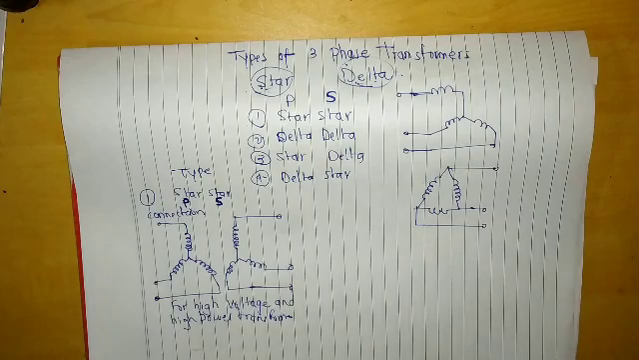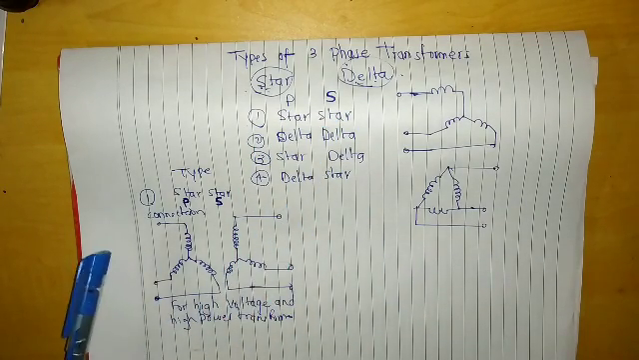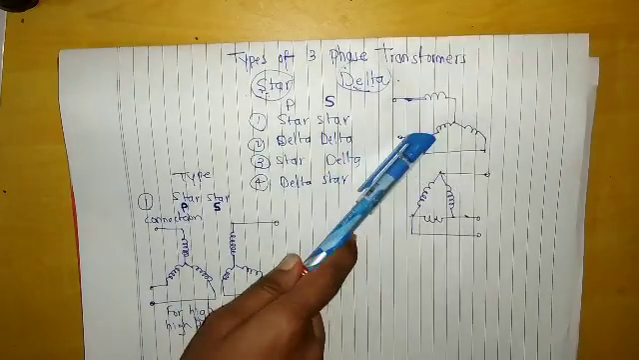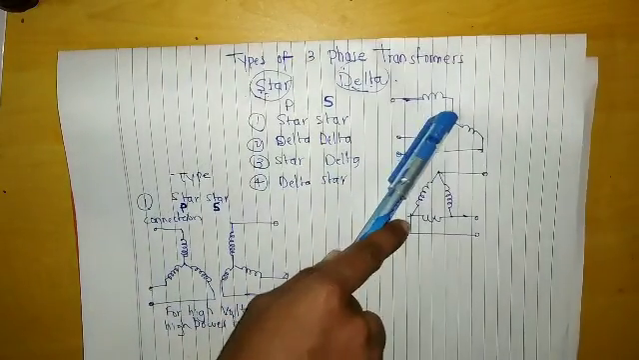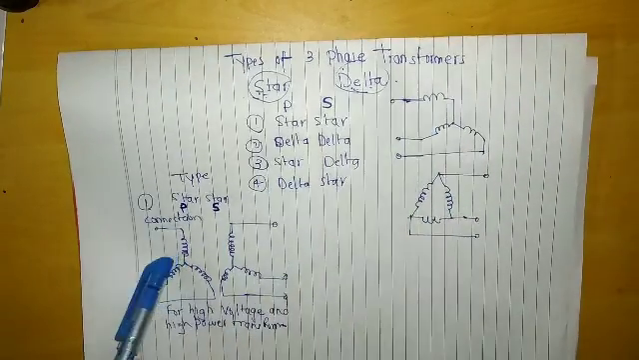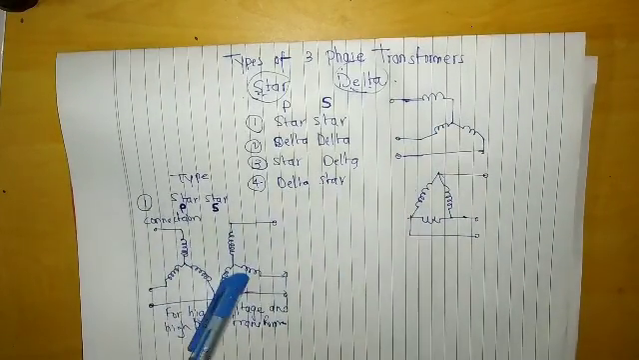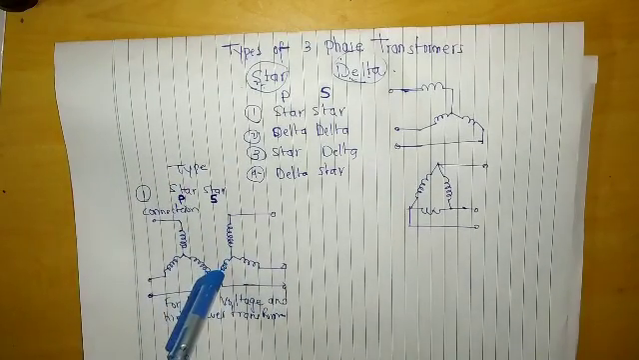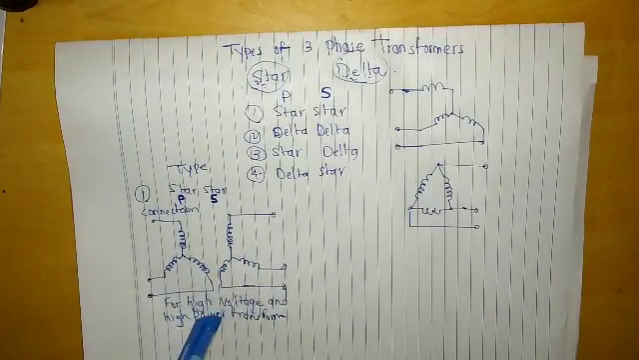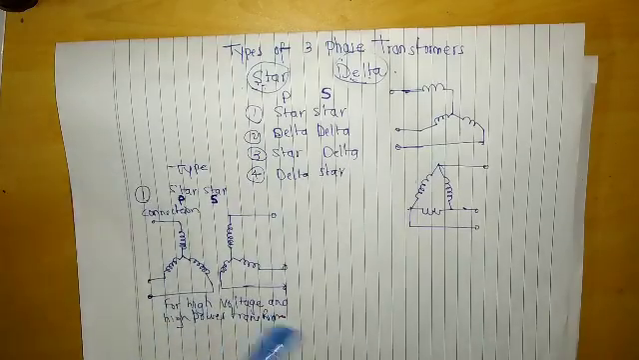So just remember, the first type is star star. We have to draw the connection diagram. I have told you how the star connection is. So on primary it is star, and secondary is also star. We have to draw 2 stars, and this connection is used for high voltage and high power transformers.